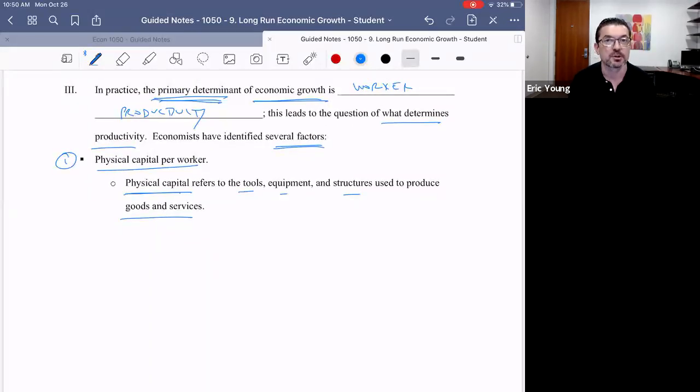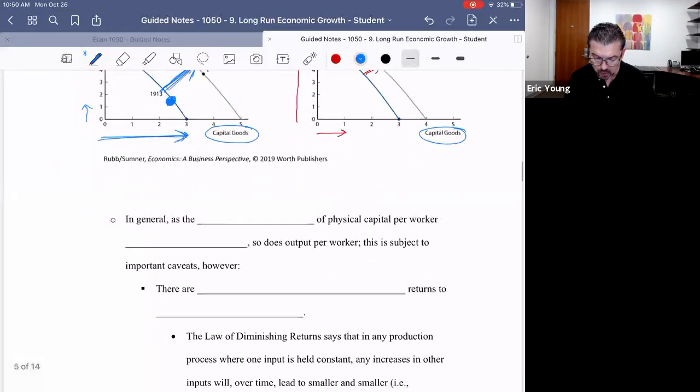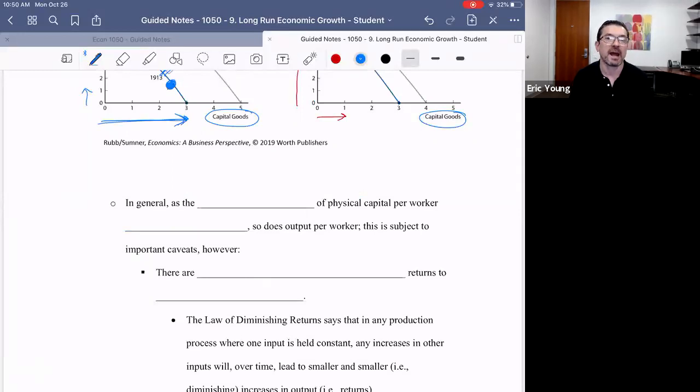that one of the main factors in economic growth is physical capital per worker. How much tools does a worker have? How much average capital does a typical worker have? Here's the general rule. We believe in economic growth theory that in general, as the quantity, the amount of physical capital per worker rises, so does output per worker. So we believe that, simply put, as workers have access to more capital, they're going to produce more output.